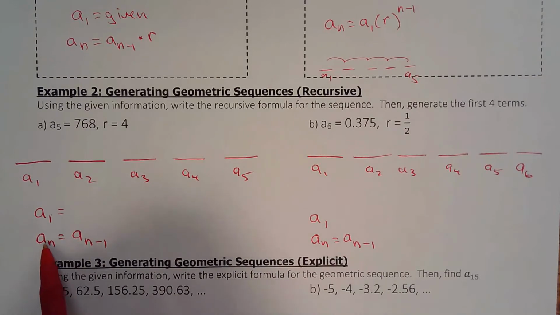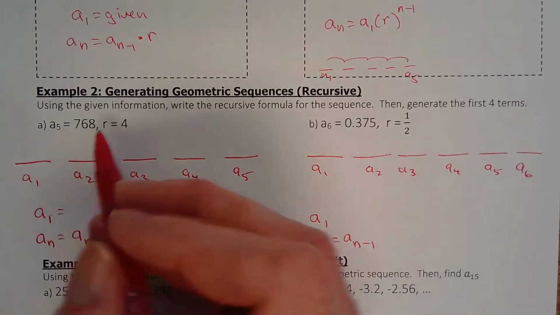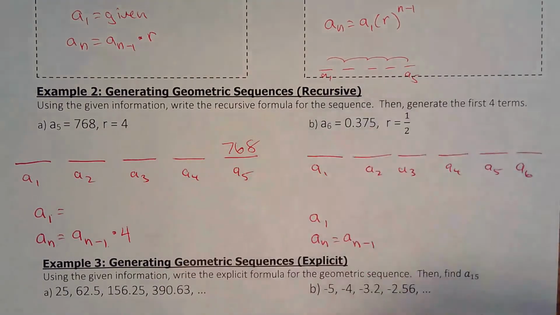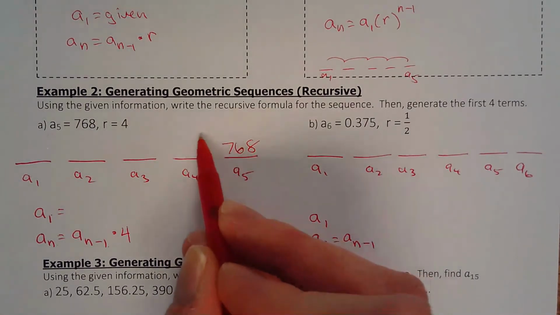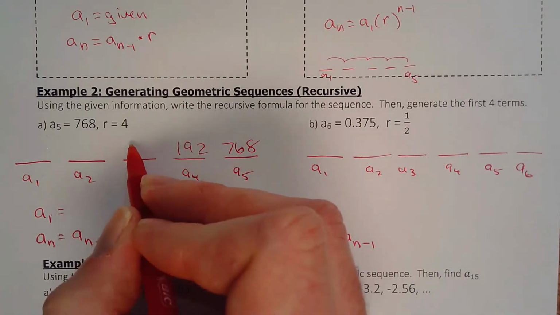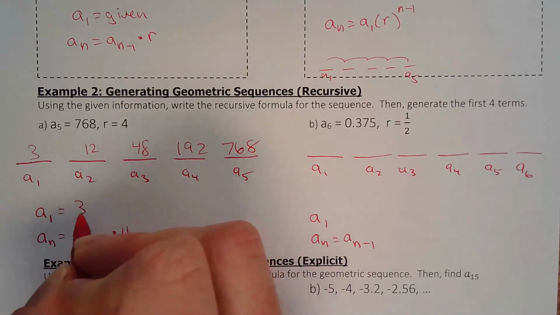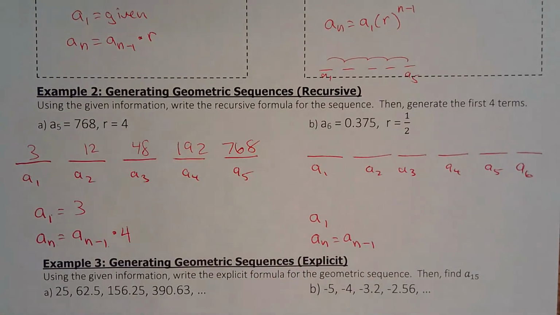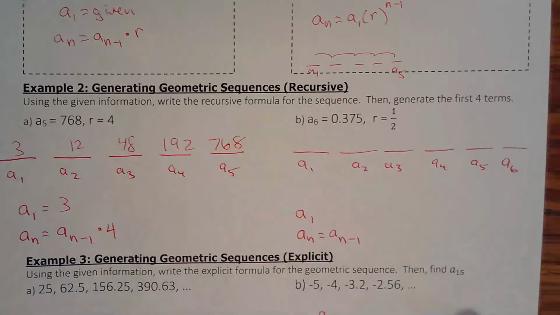So a sub n is going to be the previous term, and in this case the ratio is 4, so I'm multiplying by 4. I know the 5th term is 768, so I multiplied something by 4 to get 768, so I'm going to divide by 4 to go backwards. That's 192, divide by 4, 48, divide by 4, 12, divide by 4, 3. And now I can finish my recursive formula with the first term. So r is pretty easy, but then finding the first term, you have to work backwards to find it.